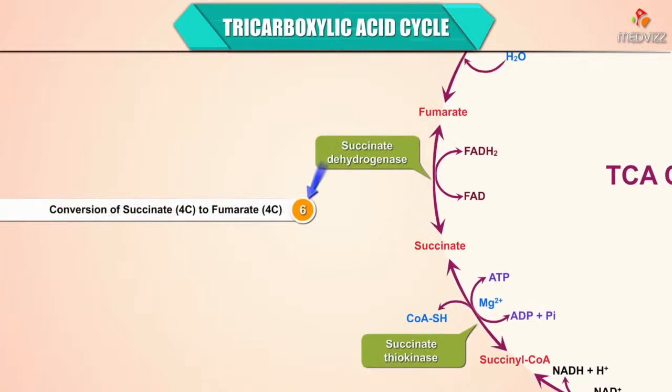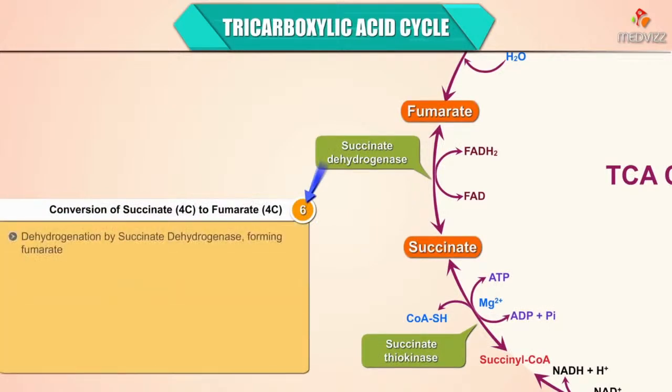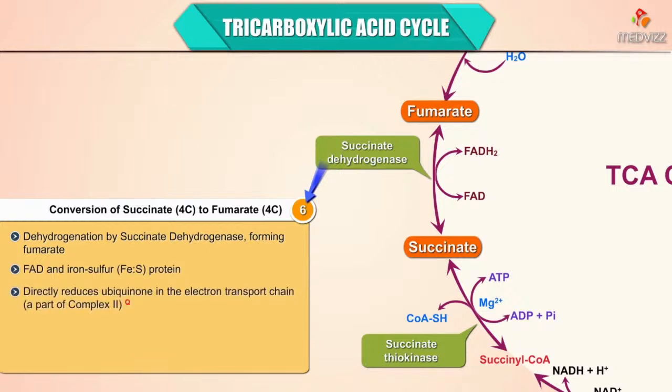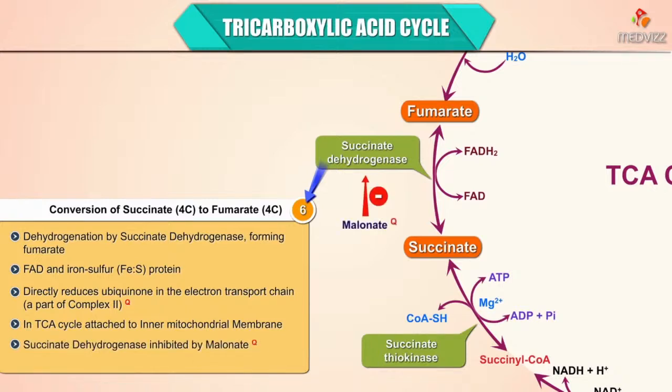Step 6. Conversion of succinate to fumarate. Succinate undergoes dehydrogenation by succinate dehydrogenase forming fumarate. The enzyme contains FAD and iron sulfur protein. The enzyme directly reduces ubiquinone in the electron transport chain, a part of complex 2. It is the only enzyme in the citric acid cycle attached to the inner mitochondrial membrane. Succinate dehydrogenase is inhibited by malonate.